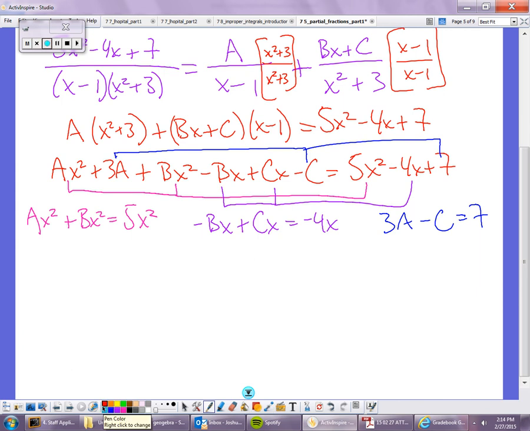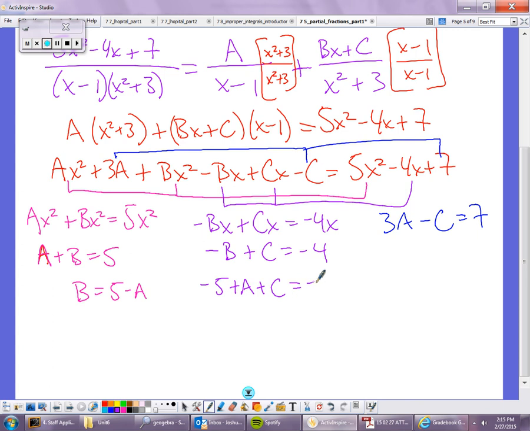See, what did I do here? I just went with a plus b equals 5, which means that b is 5 minus a. This one, negative bx plus cx is negative 4x, so negative b plus c is negative 4. And if b is 5 minus a, then negative 5 plus a plus c equals negative 4, in which case a plus c equals 1.